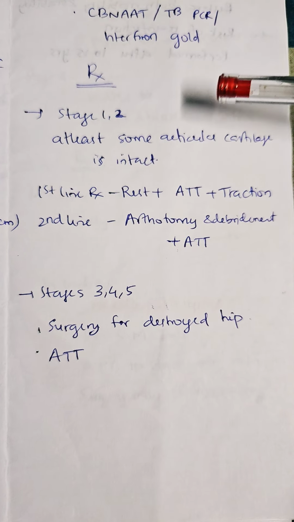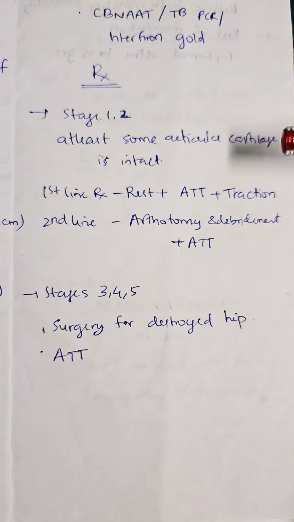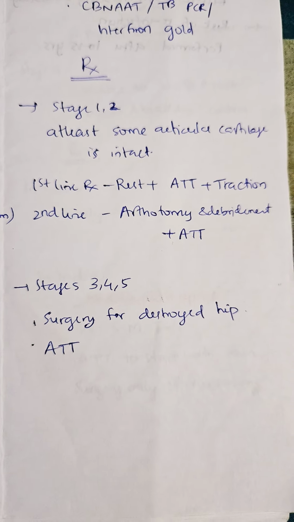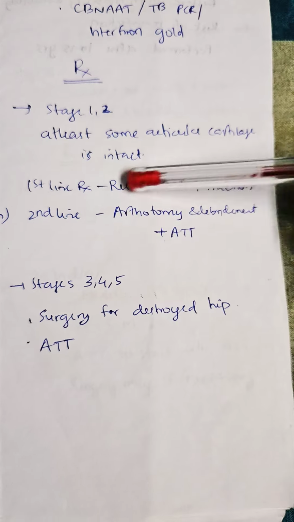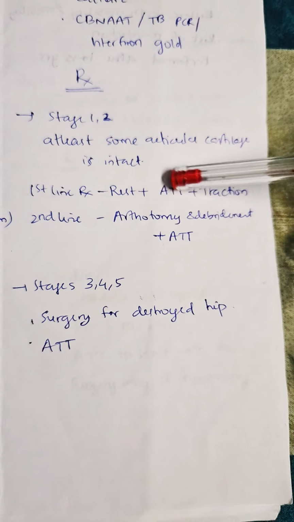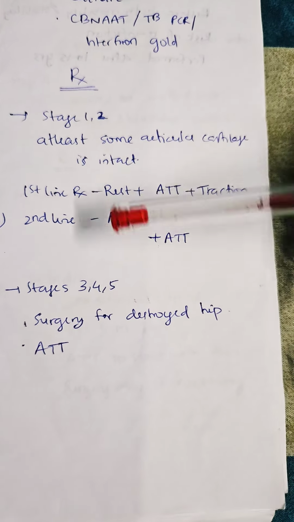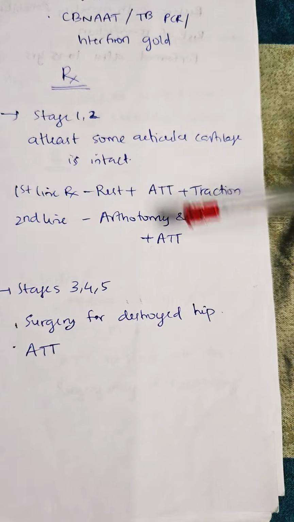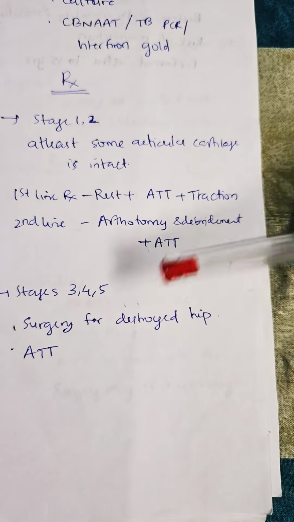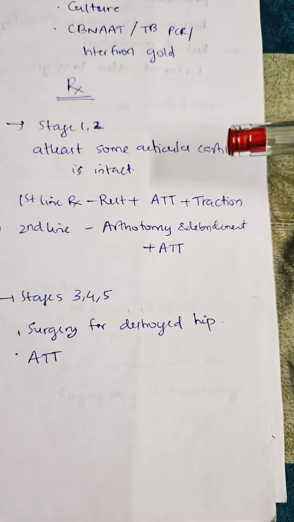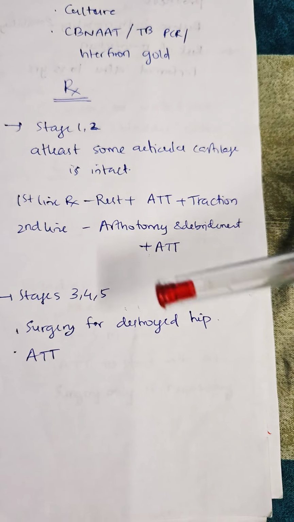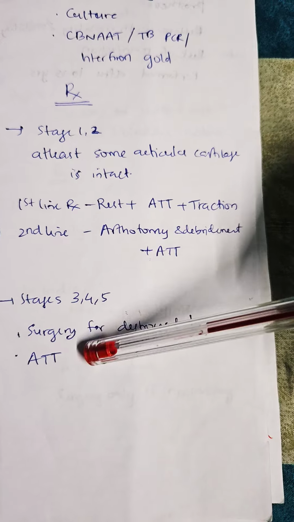Treatment depends on the stage of disease. In stage 1 and 2, some articular cartilage is intact, so you can start by treating the patient with rest, ATT, and traction. If it is not effective, you can go for second line treatment, that is arthrotomy, opening the joint, and debridement plus ATT. In stages 3, 4, and 5, there is significant pathology or changes in the joint, so you have to go for surgery and ATT.